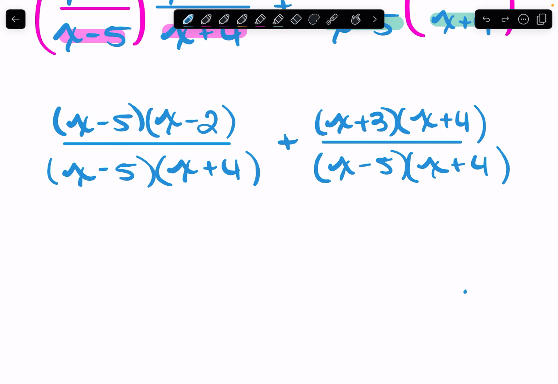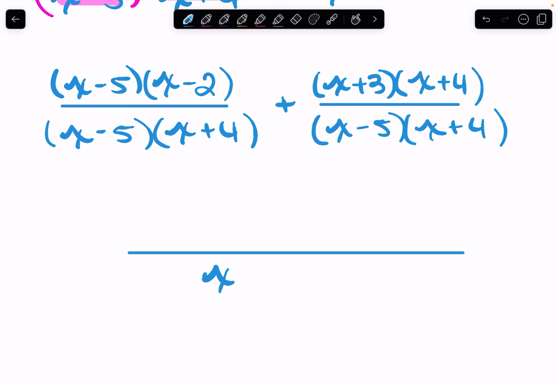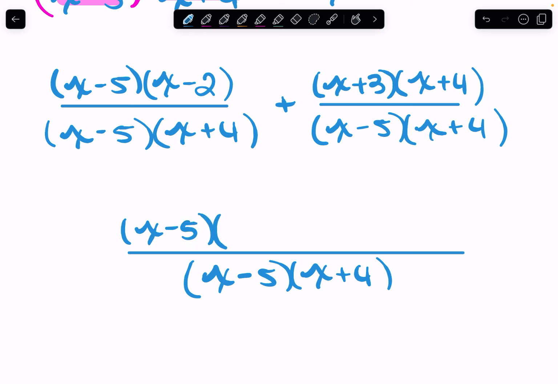So what we're going to do is create one big fraction. For your denominator, leave it in factored form. x minus 5, x plus 4. Your numerators, however, you do have to multiply out. So what that means is we're going to be going through FOIL on each of them. I'm going to just recopy them for now, just so we have a copy of them written this way.